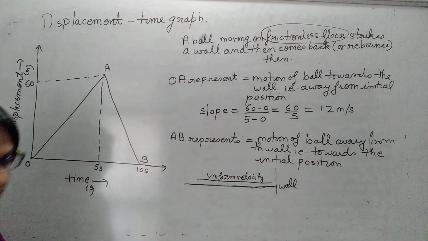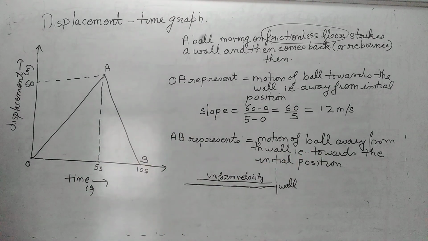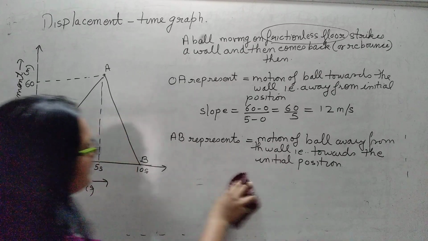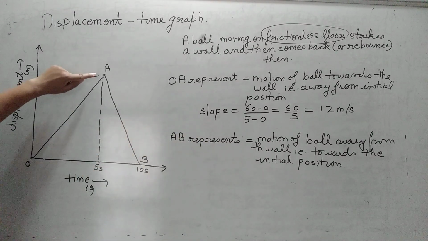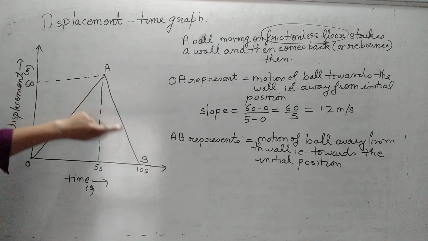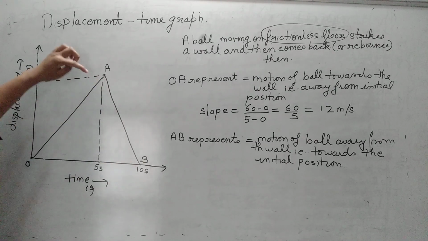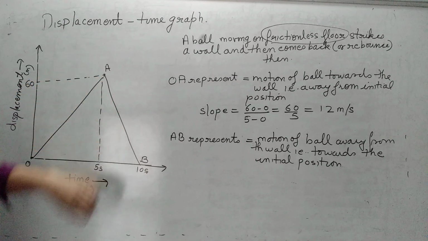That is towards the initial position. This AB is representing, whenever the body has changed the direction, the displacement time graph will be like this, from A to this.